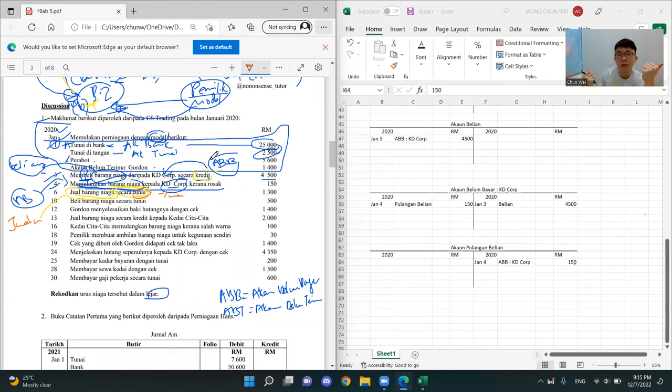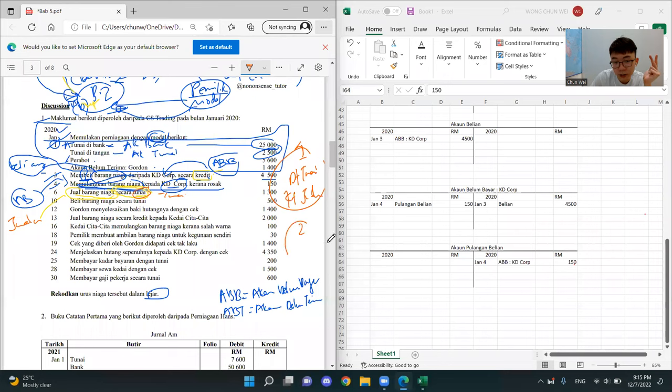Alright, if you don't receive money, why are you selling? You sell to make money, isn't it? So, when you menerima wang, the money comes in, it means what? You have to debit the tunai. So when you know we have to debit tunai, another account straight away we know must credit. This is the first explanation.